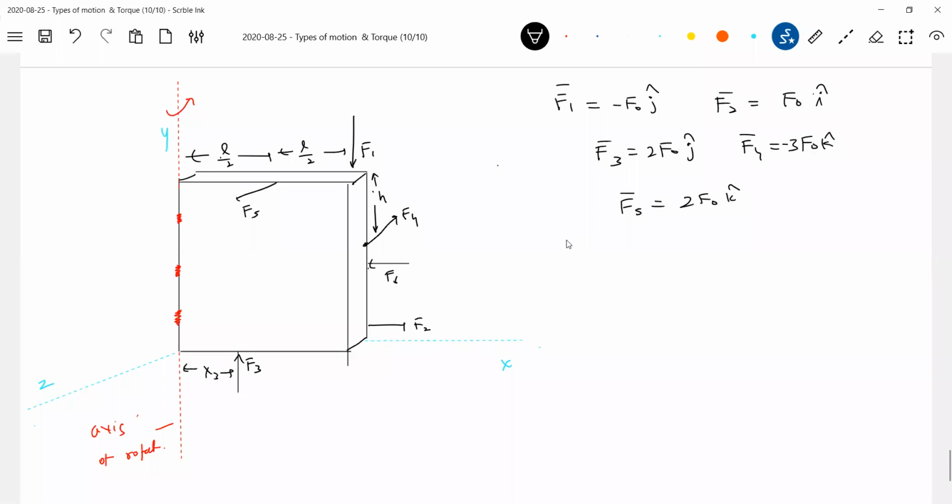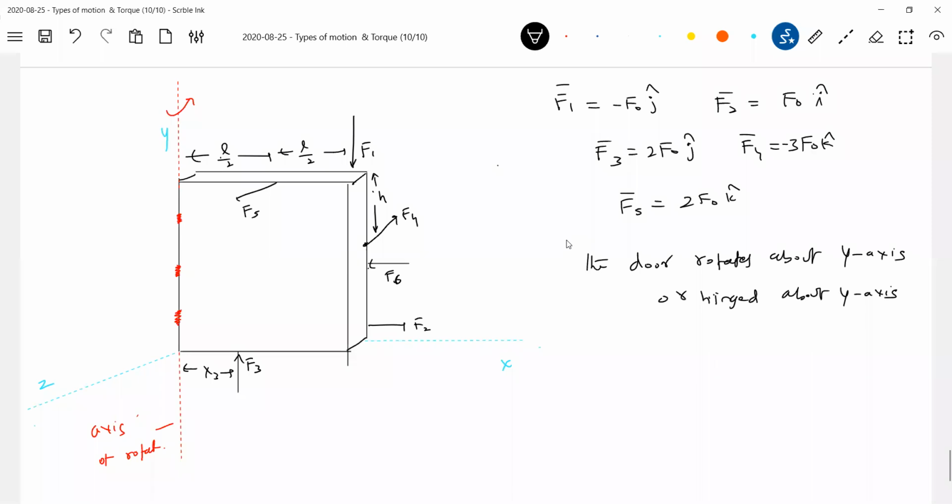Let's go for the forces acting. What about the force F2? What is the axis of rotation? The door rotates about y-axis, or hinged about y-axis. It is like this, hinged about. I'm using the word hinged. So definitely what happens? It can rotate only about y-axis, no?